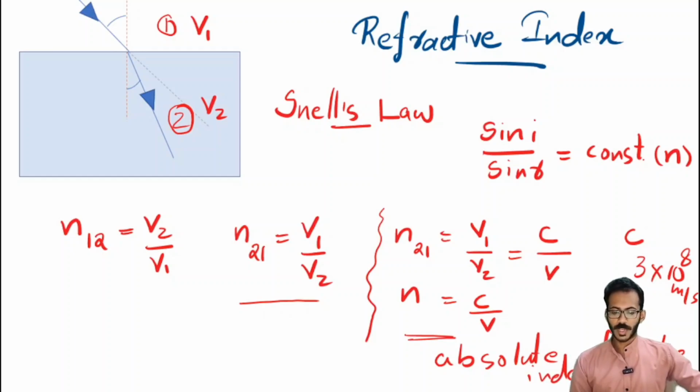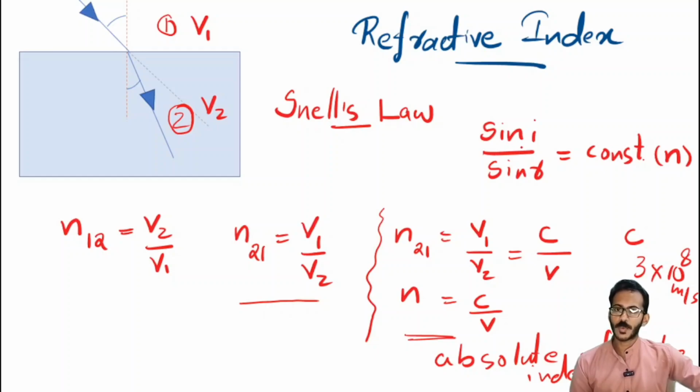So we have seen a few things here. First of all, refractive index can be thought of as how much the light will bend when it comes from one medium to the next medium. We have Snell's law here, which states that the ratio of the sine of the angle of incidence to the sine of the angle of refraction is always a constant. That constant is called n, or the refractive index.